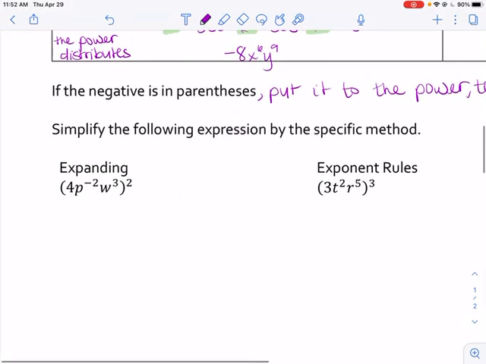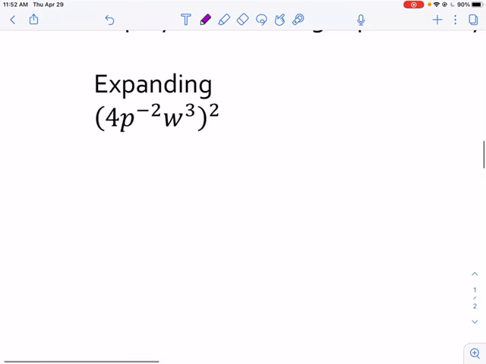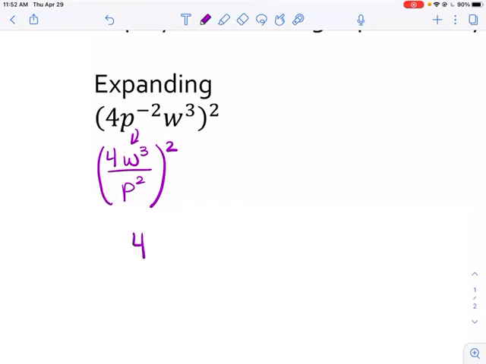Okay, let's go ahead and do this. Ooh, I'm going to expand. So this one has a negative. I'm going to put that negative at the bottom when I expand it, because for me, I don't like looking at negative exponents. So I'm just going to put it like that. So this is my new expression, and it's going to be squared. So I'm going to write 4w cubed over p squared times itself.